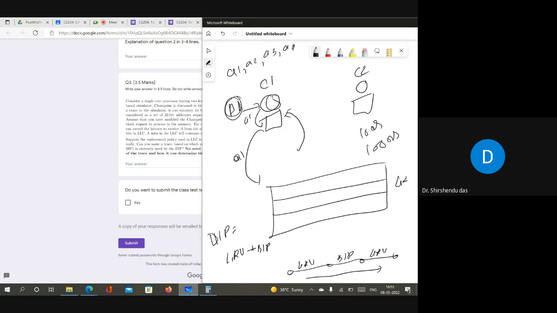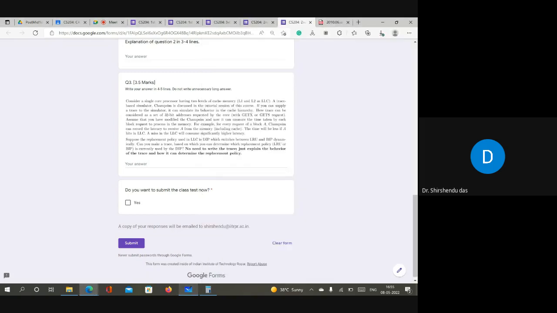If the number of misses is more, it means that the underlying replacement policy is LRU, because LRU cannot handle thrash. And if the underlying policy is BIP, then obviously the number of misses will be less, because BIP can partially handle thrash applications. So that's it. That is the solution for question 3. Okay, so question 3 is done.